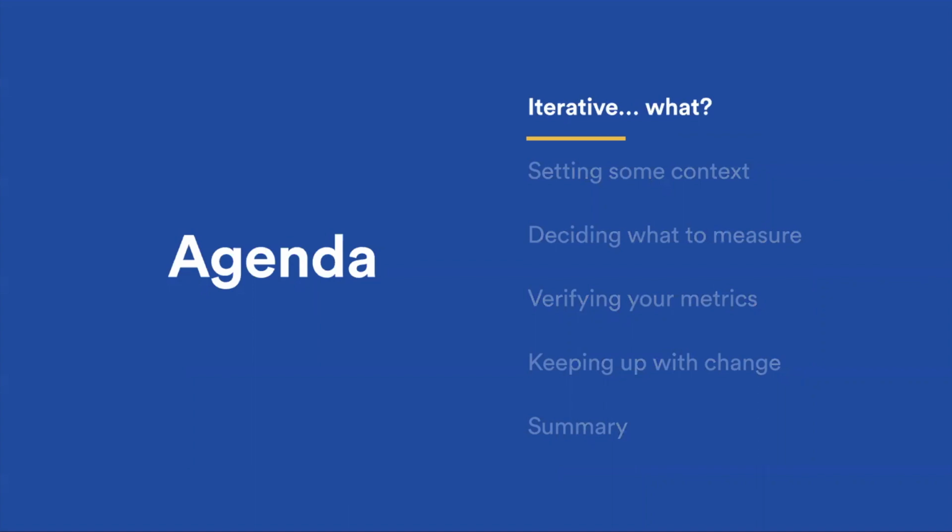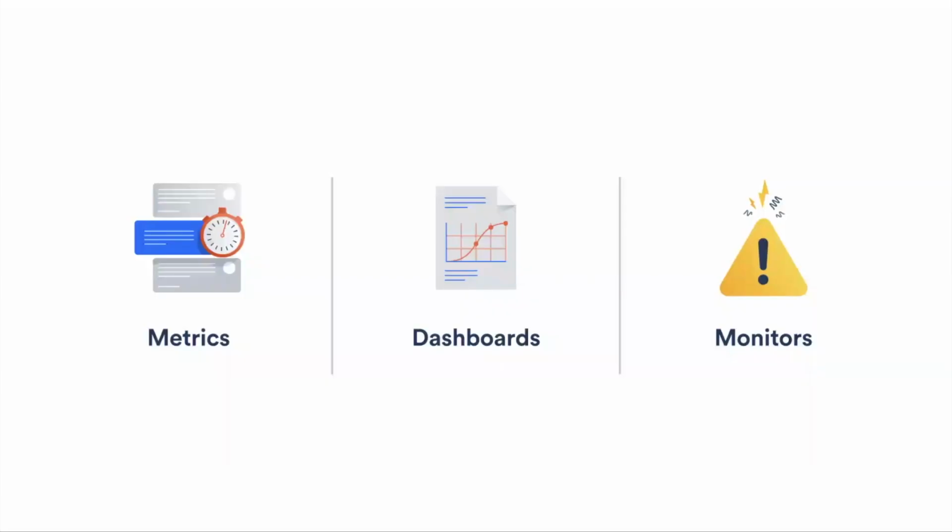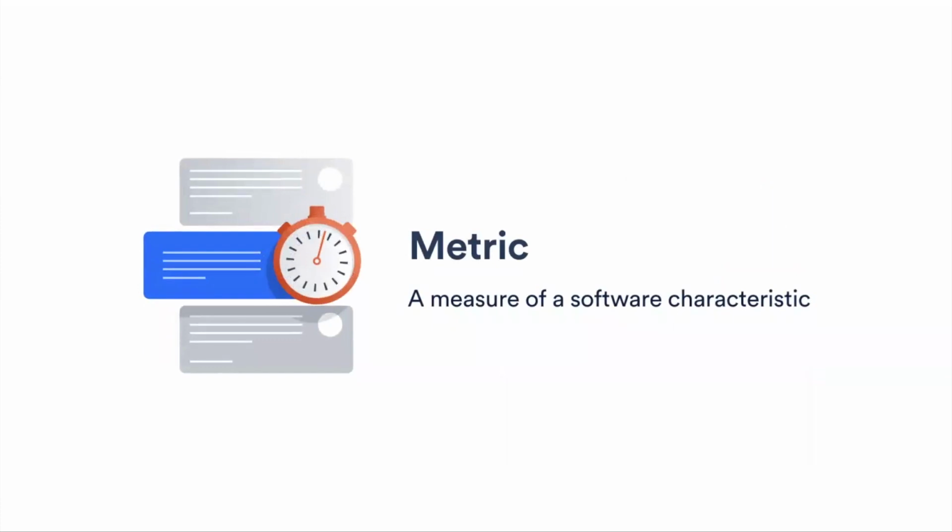But what are we actually talking about today? Well, throughout this presentation, you're going to hear three terms come up quite regularly, and that's metrics, dashboards, and monitors. And so a metric is a measure of a software characteristic. So basically you've taken your application, you've instrumented it in some way, and you've started pushing out some kind of measurements. But some of you might be thinking, how is that different to an analytic?